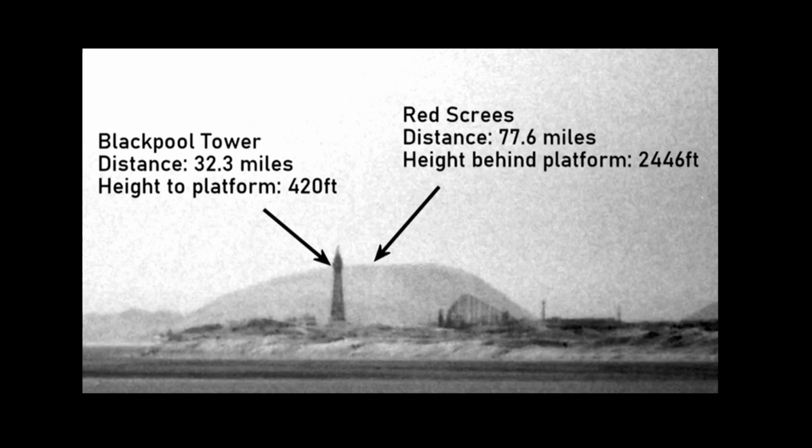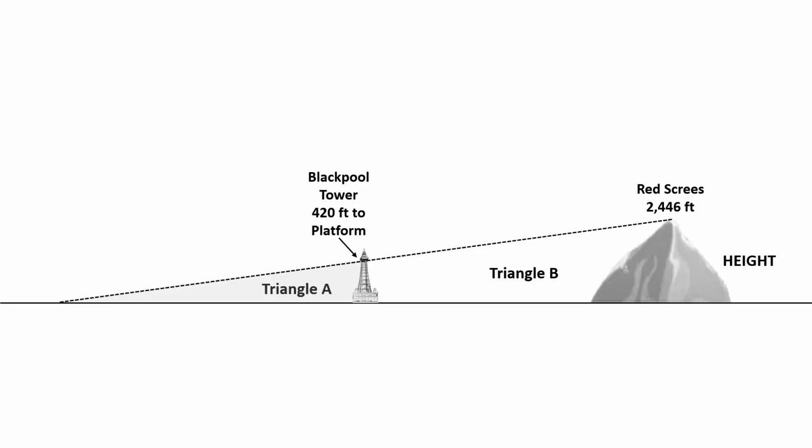So when we look at this photograph, we can see that the platform is level with the top of Red Screes. Now, since these are very long distances and there's going to be a very small angle, I can just set this up as two right triangles. So we have triangle A, where the height and the distance is Blackpool Tower, and we have triangle B, where the height and the distance is Red Screes. So if the Earth is flat from the observer's point over here, this should be the same angle, or at least an angle that's very close to each other.